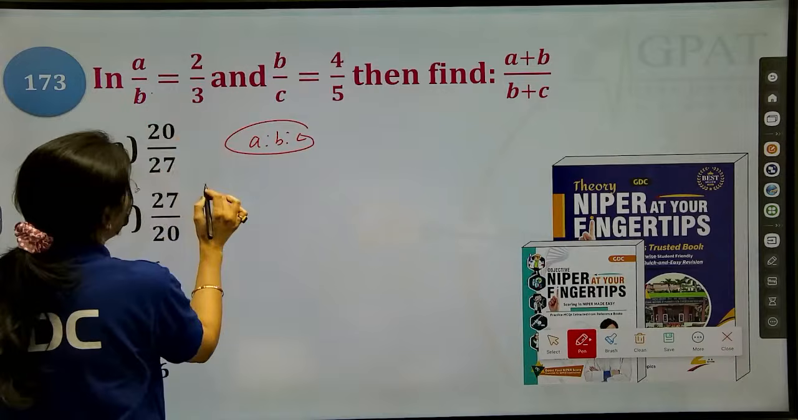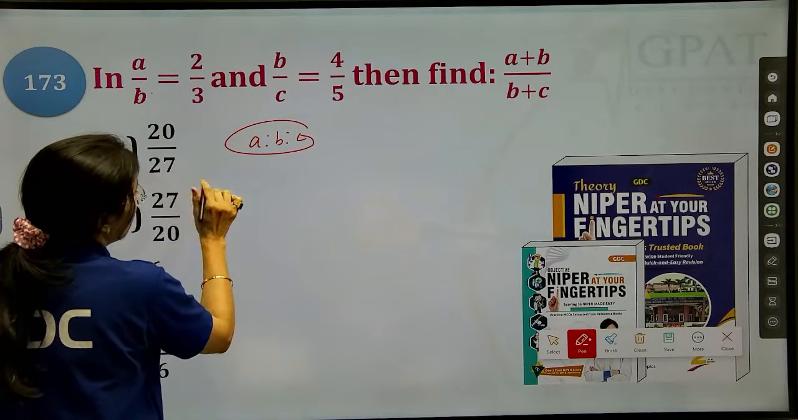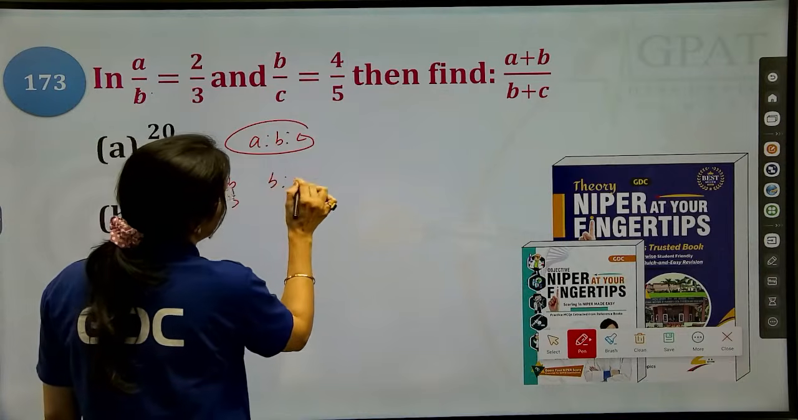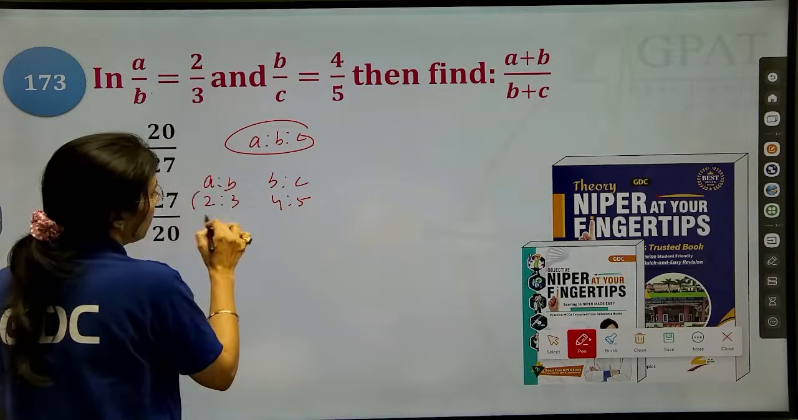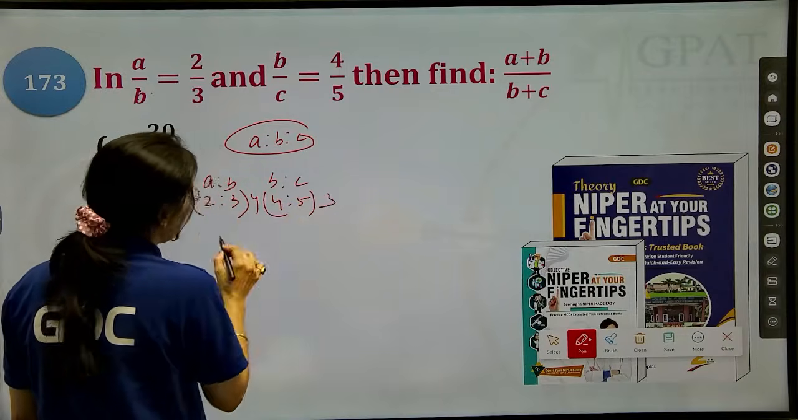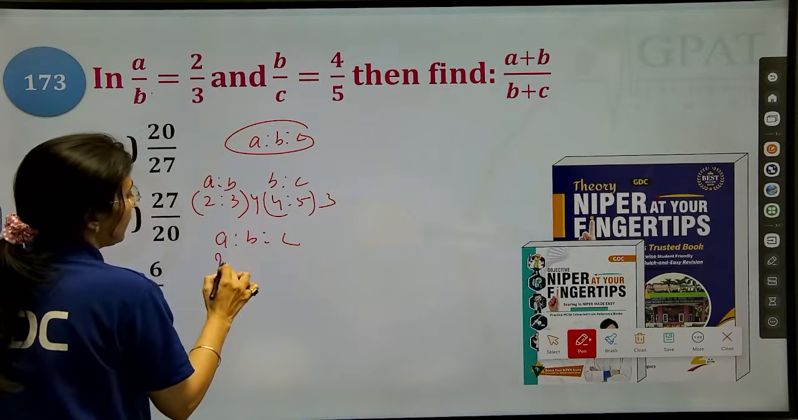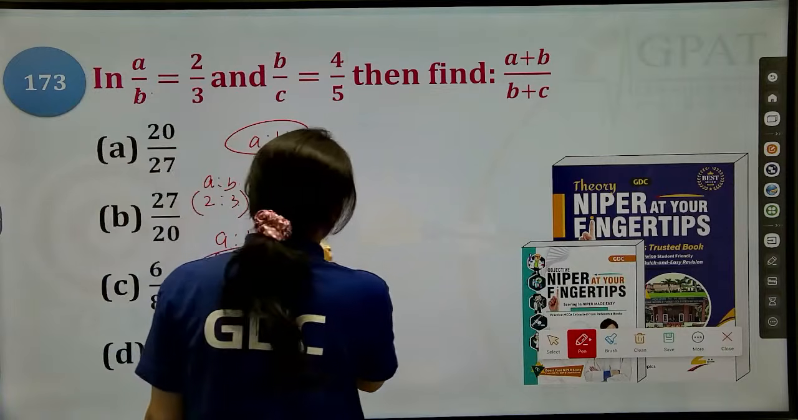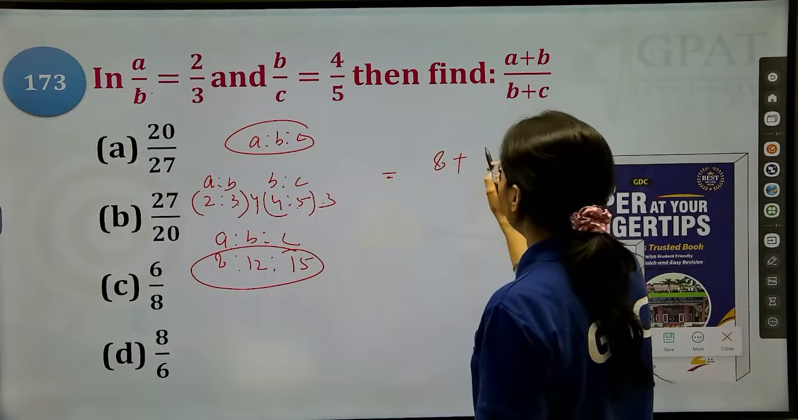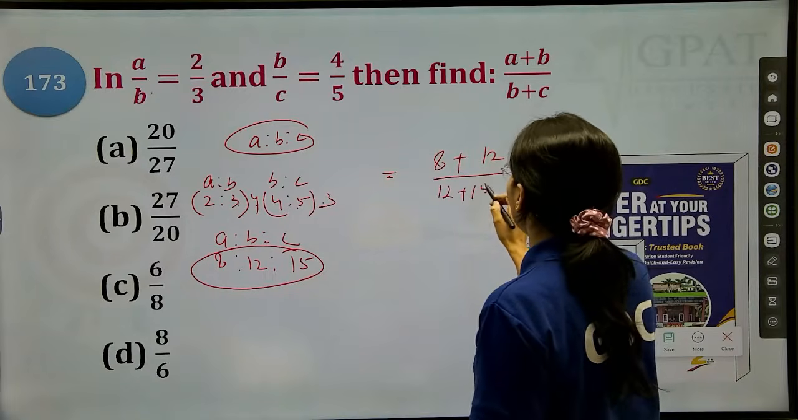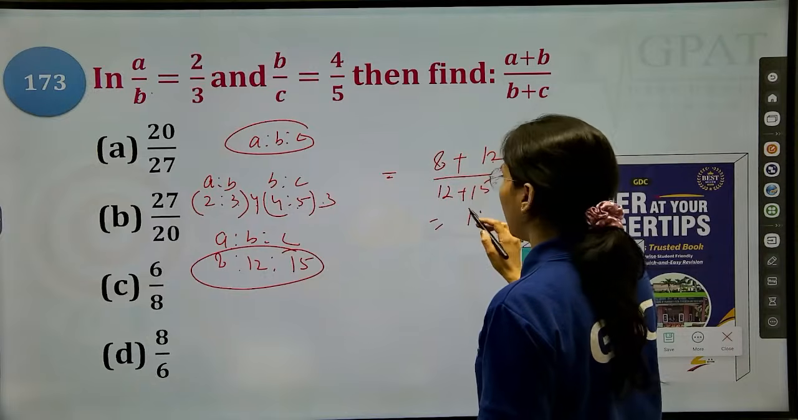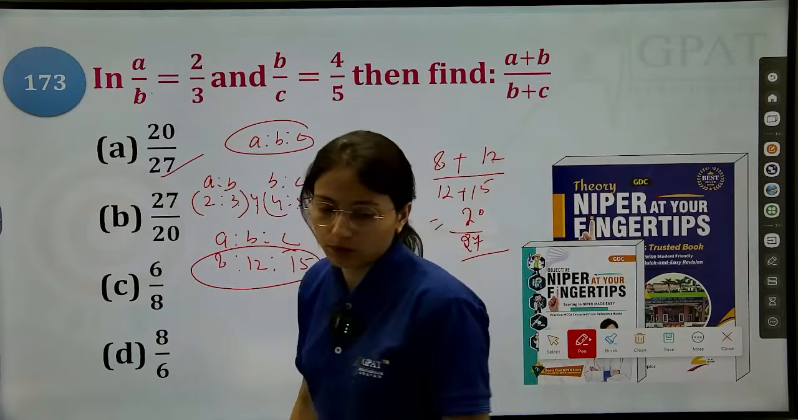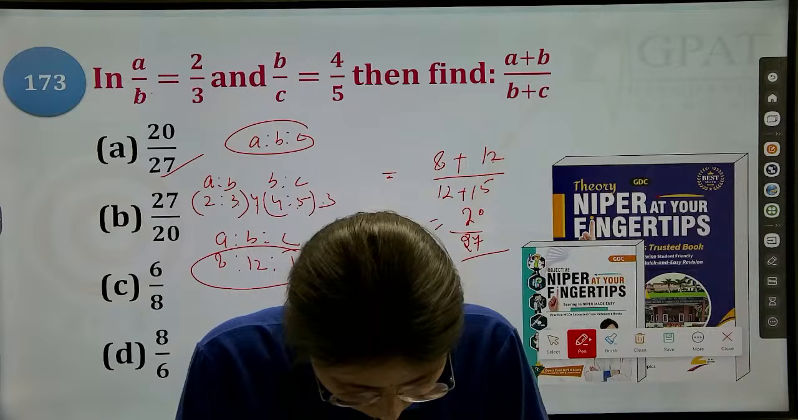How to find it? A ratio B is 2 ratio 3, and B ratio C is 4 ratio 5. So if you multiply here by 4 and here by 3, you will get A ratio B ratio C as 8 ratio 12 ratio 15, since 5 3s are 15. So the value of A is 8. So 8 plus 12 upon 12 plus 15, that is 20 upon 27. So the answer is 20 upon 27. Option number A is correct.